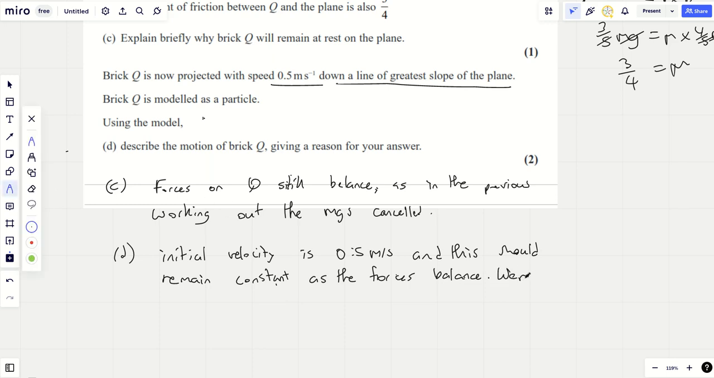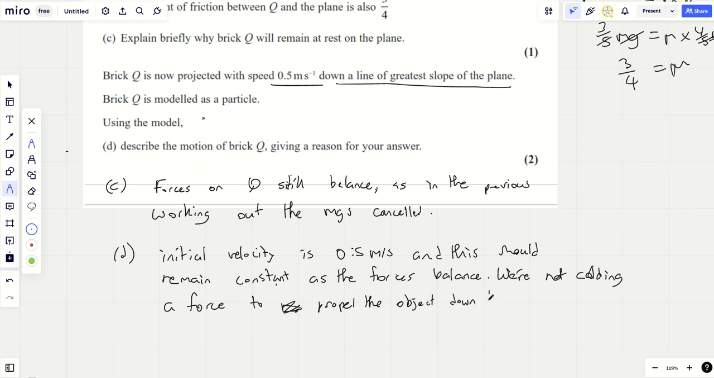Here's another way of putting it. We're not adding a force to propel the object down the plane. Oh, this is getting worse. And that should score some marks.